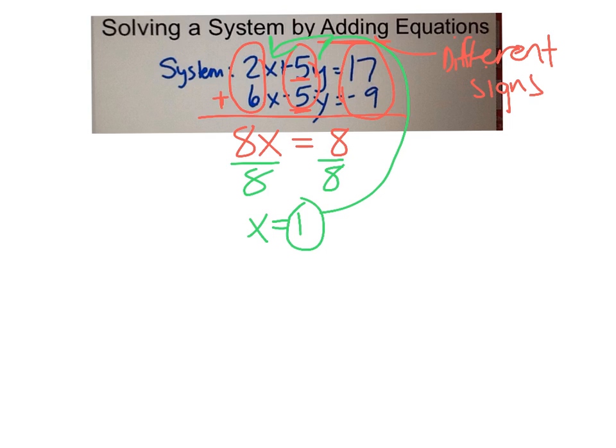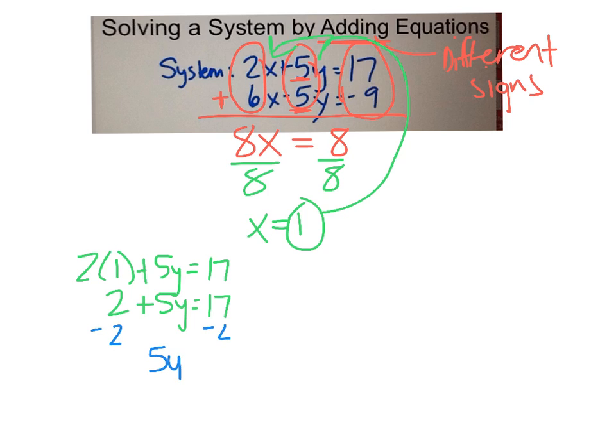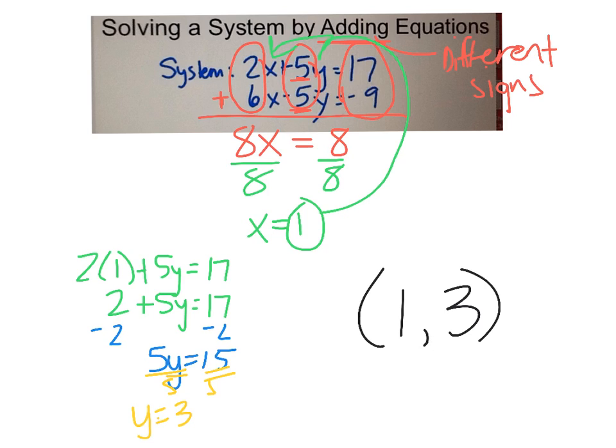So that gives me 2 times 1 plus 5y equals 17. Well, 2 times 1 is just 2. So I have 2 plus 5y equals 17. My y is being multiplied by 5 and added by 2, so I'm going to subtract 2, giving me 5y equals 15. Now it's being multiplied by 5, so we divide by 5, and y equals 3. So now I know my x and my y, but remember, the final answer is an ordered pair, so the answer here is 1, comma 3.